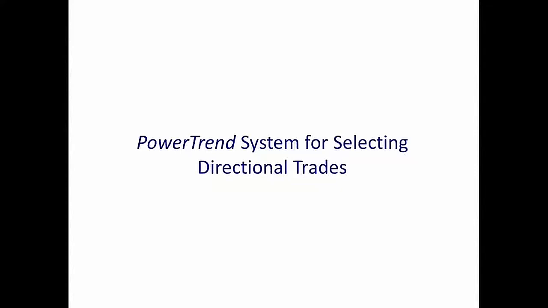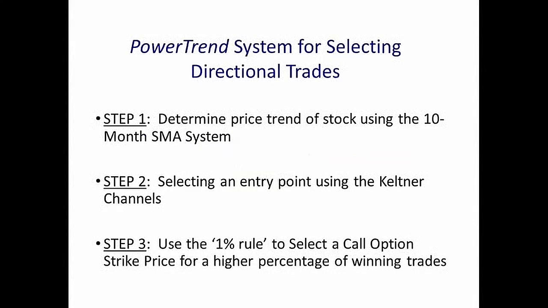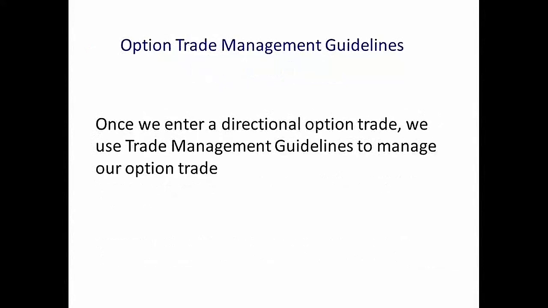Now we use what we call the power trend system for selecting directional trades, and we covered power trend trade selection in our previous webinar, so I won't go into detail with power trend today, but the power trend system for selecting directional option trades has 3 steps. First, we determine the price trend of the stock using the 10-month simple moving average. Then we select an entry point using the Keltner channels. And then the last step is we use the 1% rule to select a call option strike price that will have a higher percentage of winning trades. So those are the 3 steps we use to set up a directional option trade.